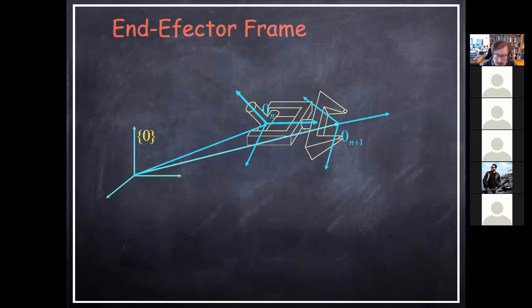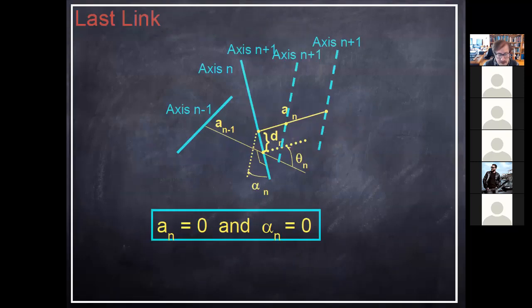We will follow a similar convention for the end effector frame as well. If this is the end frame, sometimes I may have an n plus 1 frame also. Here also we will have the similar convention. In other words, a_n is going to be also 0. So the n plus 1 axis should come and coincide with the end axis. So a_n is going to be 0. And there should not be any twist in between. So alpha_n is also going to be 0.